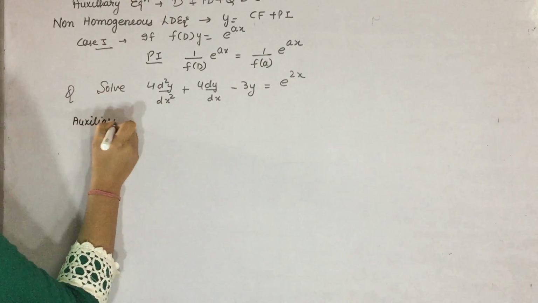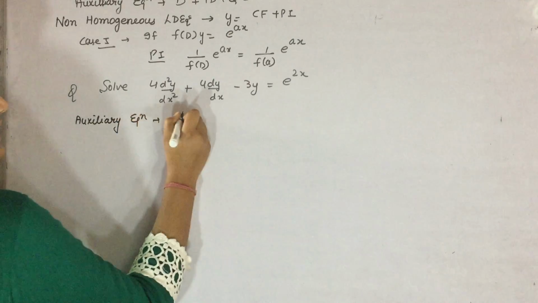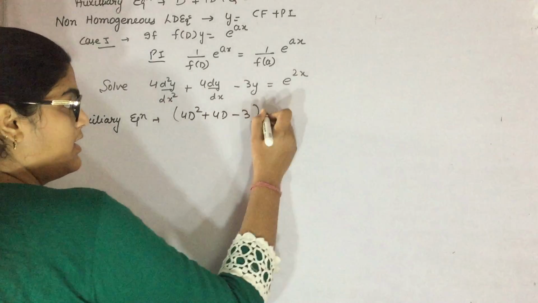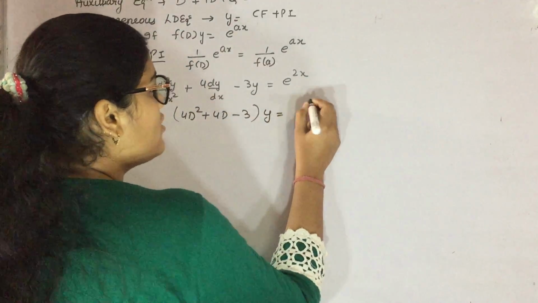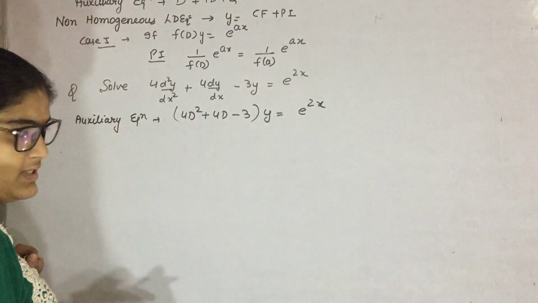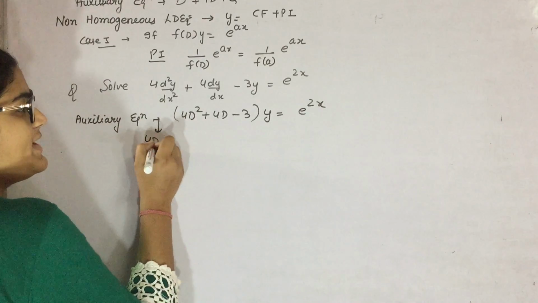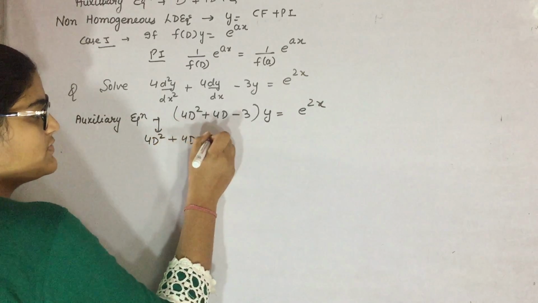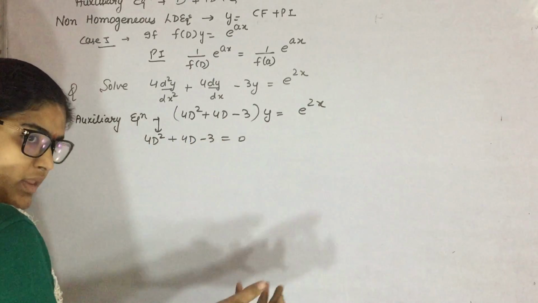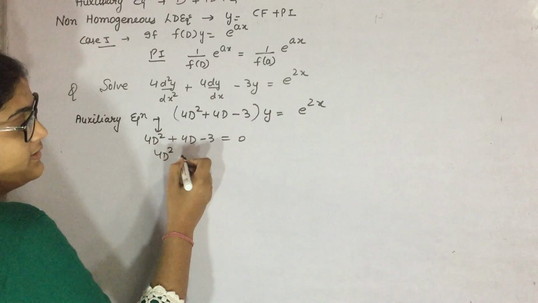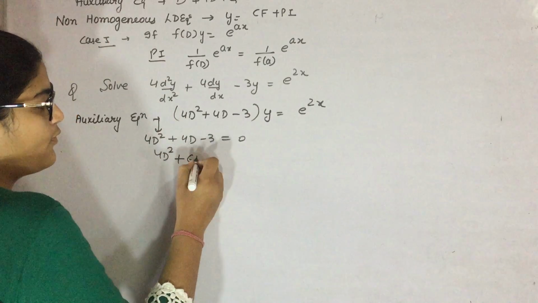This is your auxiliary equation, and it looks like this. We have done it so many times. This is your form of the non-homogeneous linear differential equation, in which your auxiliary equation becomes 4D² + 4D - 3 = 0. Now solve it. 4 times 3 is 12, and 6 times 2 is 4.